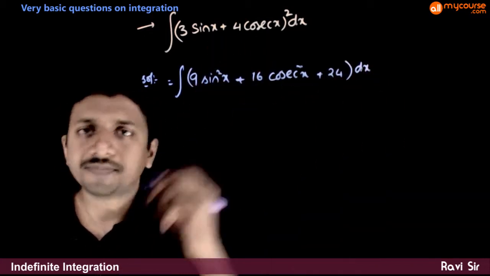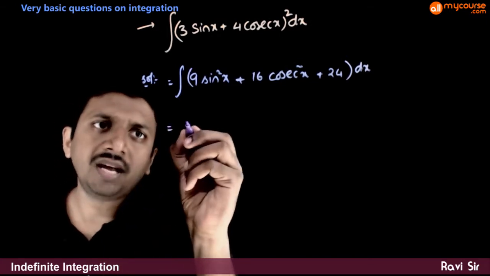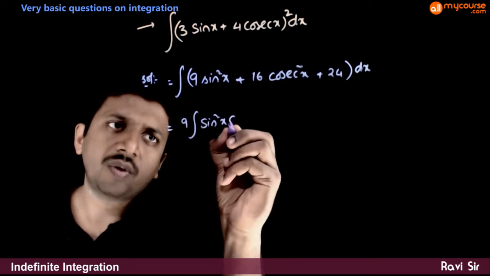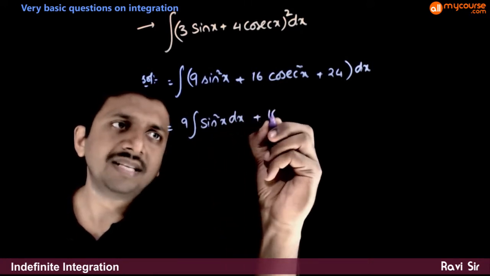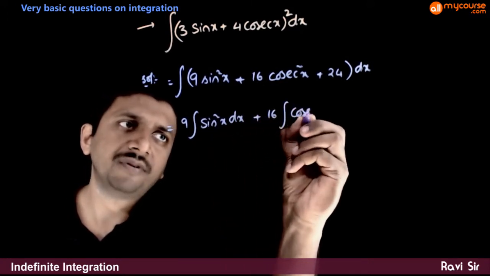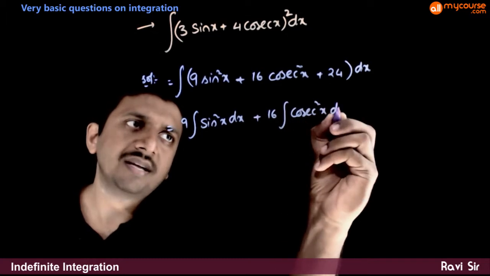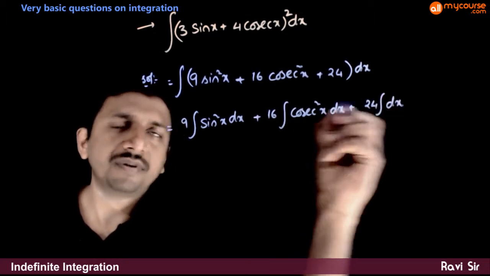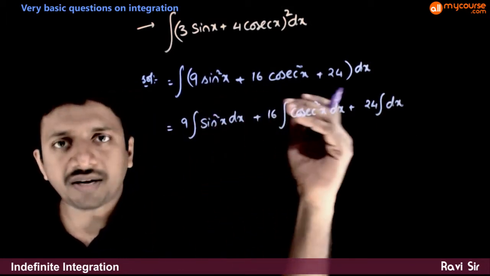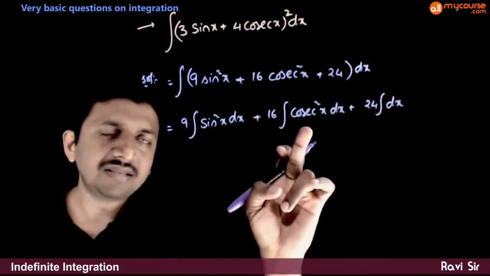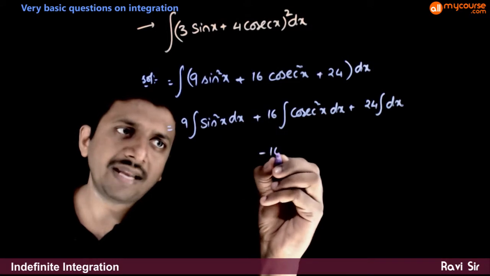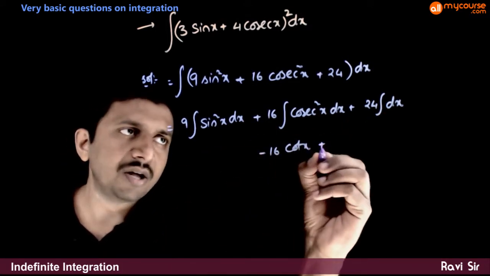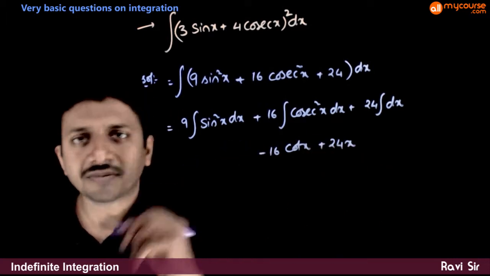and dx. So that is equal to 9 times integration of sin square x dx plus 16 times integration of cosecant square x dx plus 24 times integration of dx. So I have separated the 3 integrals. So this integral is very straightforward, minus 16 cot x, and this integration is also very straightforward, 24x.